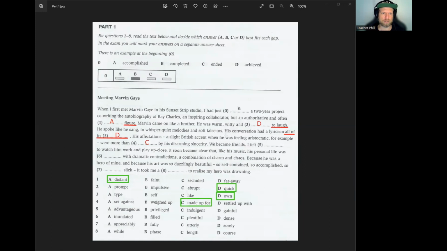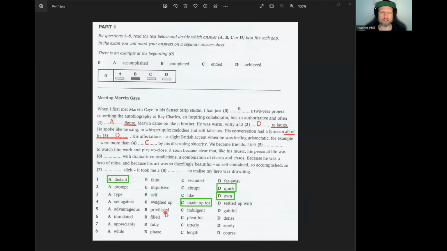Okay, the next one. We became friends. I felt to watch him work and play up close. Okay, so I guess we became friends. I mean, when you can watch somebody like Marvin Gaye and be close to him, I'm sure that feels like something that not everybody can do. Advantageous, privileged, indulgent, and gainful. Yeah, I think just by meaning, I would probably go here with privileged.